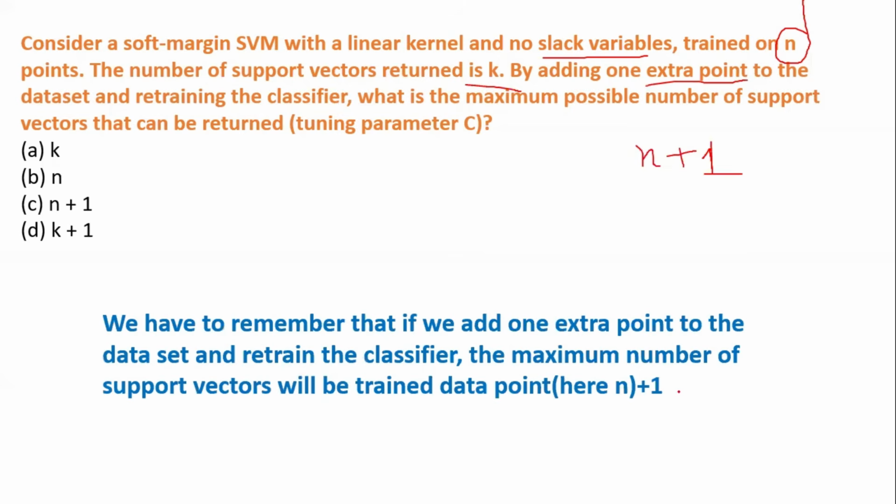The answer is n plus 1. We have to remember that if we add one extra point to the data set and retrain the classifier, the maximum number of support vectors will be the training data points plus 1. This is the training data points, and we add one extra point, so n plus 1. So our option will be n plus 1.